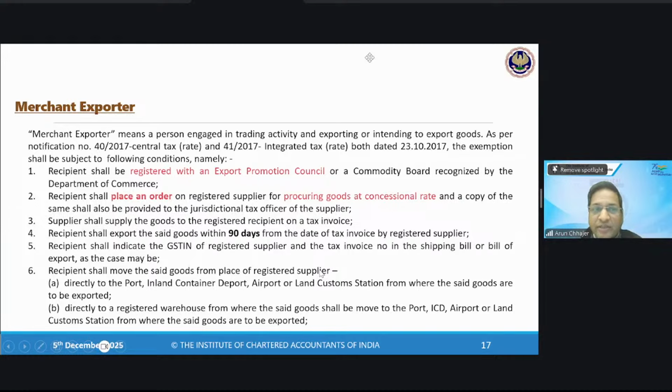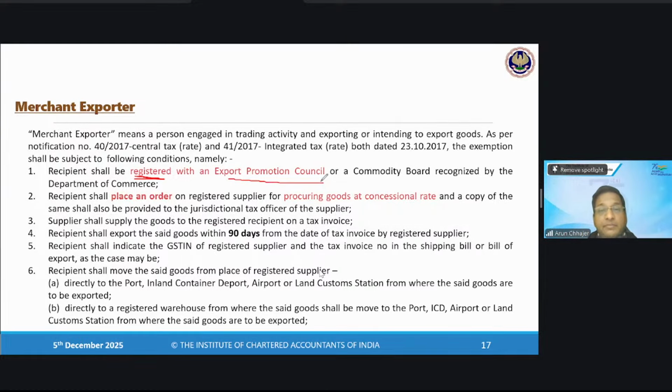Merchant exporter means a person engaged in the trading activity and exporting or intending to export the goods. As per this notification, the exemption shall be subject to the following condition, namely, recipient shall be registered with an EPC or commodity board recognized by the Department of Commerce.